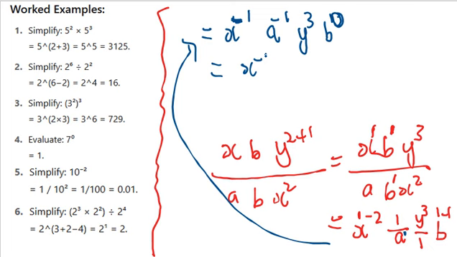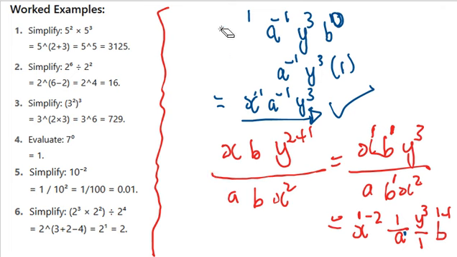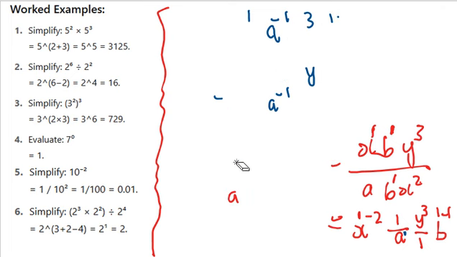We are applying all the rules here. So simplifying this, anything multiplied by 1 stays the same, so we get x to the minus 1, a to the minus 1, y cubed. That's our answer. Okay, this is our answer. So keep that in mind.